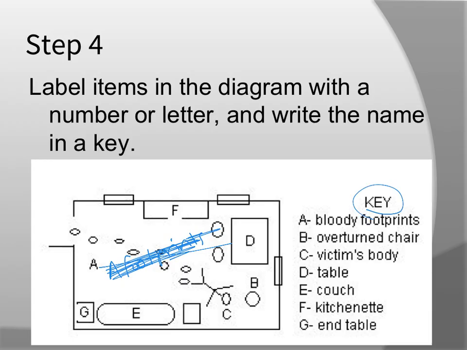So instead, what we're going to include is a key, and then you can just put letters denoting what exactly that is. So in that case, if I'm looking at B, I know that that's an overturned chair. If you look at the picture of it on the sketch, it doesn't look like an overturned chair. However, the key indicates to me that that is what it is, and that is where it's located.